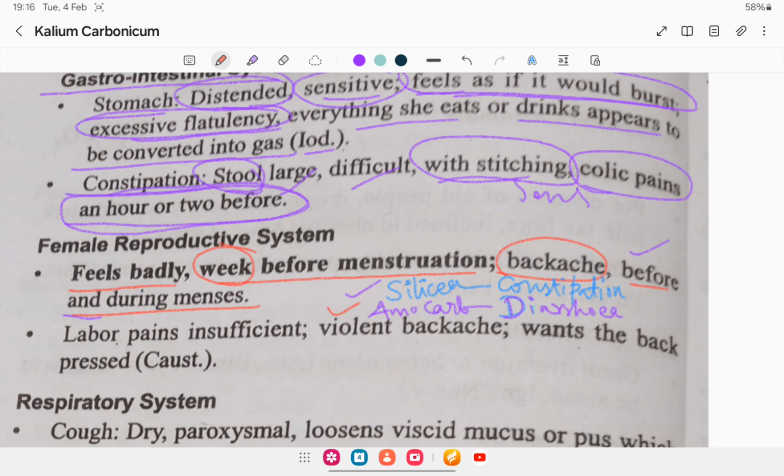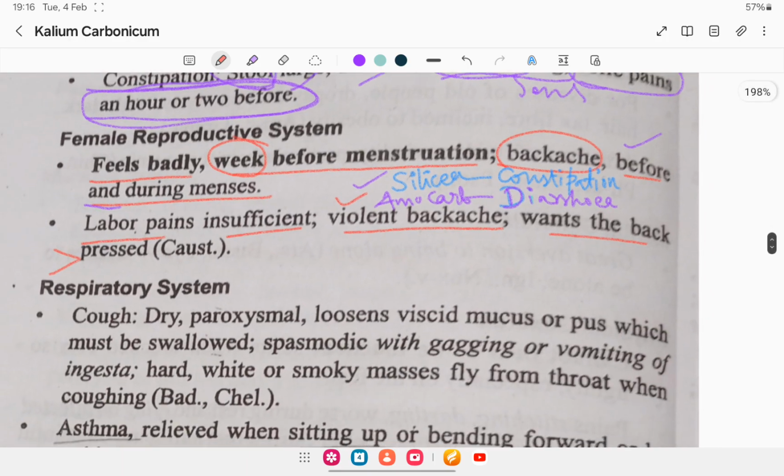Here it is written in Silicea: constipation before and during menses, Silicea. Backache before and during menses, Kali carb. Diarrhea before and during menses, Ammonium carb, Bovista. Labor pains insufficient, violent backache, wants the back pressed, so amelioration from pressure. Backache symptoms may be asked in viva. If we tell backache before and during menses, then they can ask constipation before and during menses, Silicea, diarrhea before and during menses, Ammonium carb, Bovista.